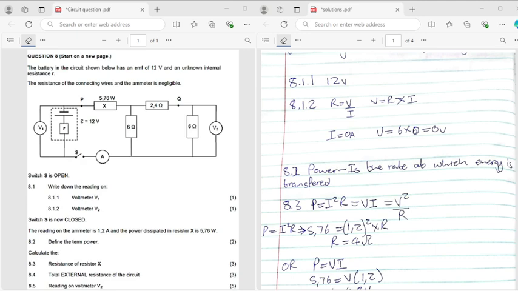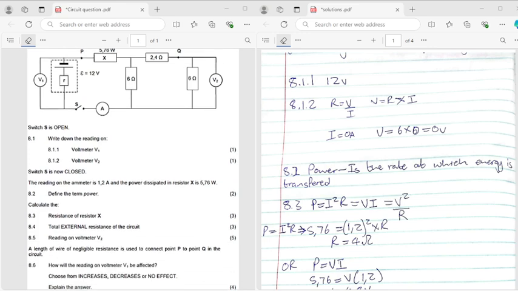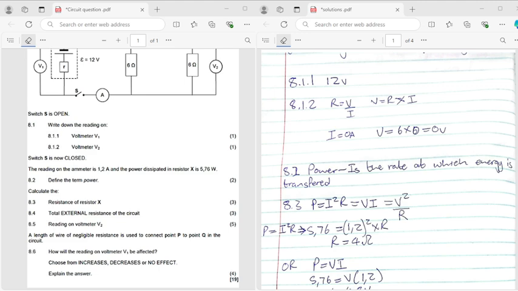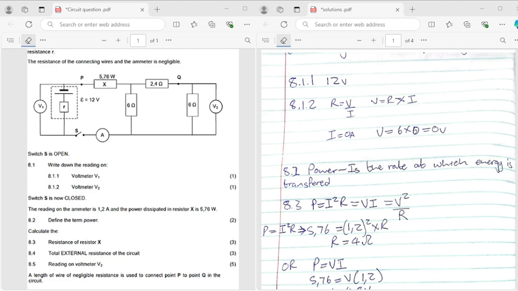That's what they told us, that the battery in the circuit shown below has an EMF of 12 volts and an unknown internal resistance, small r. The resistance of the connecting wires and ammeter is negligible. Now they say switch S is open. So when solving this part of the question, we have to remember that switch S is open.